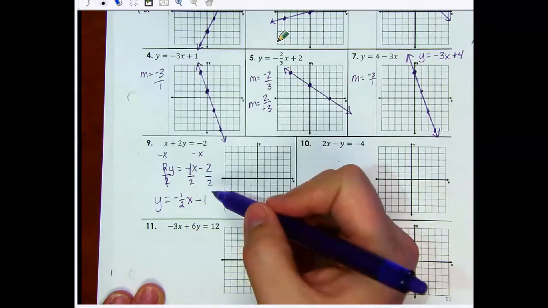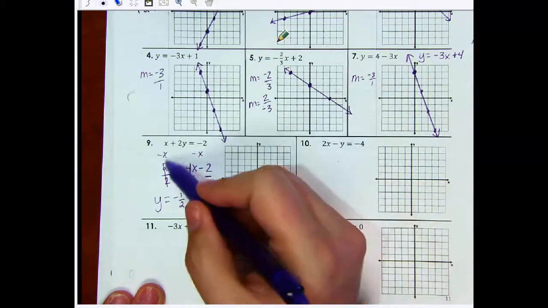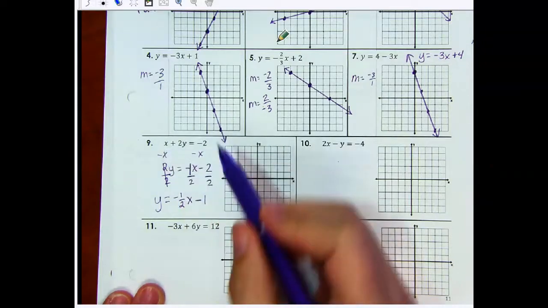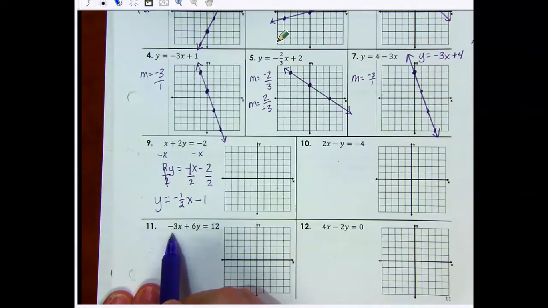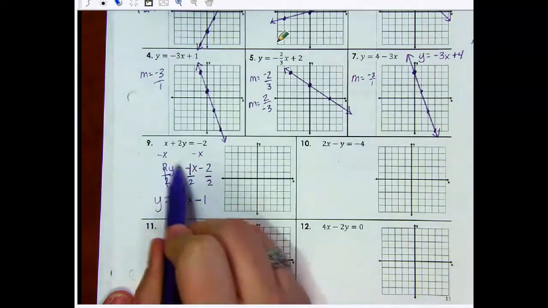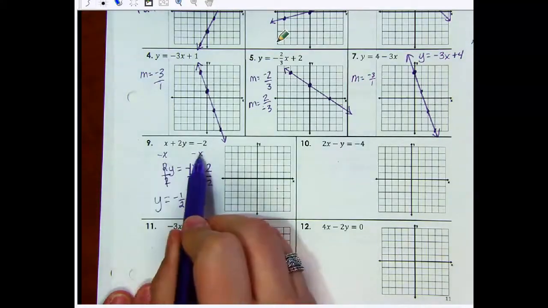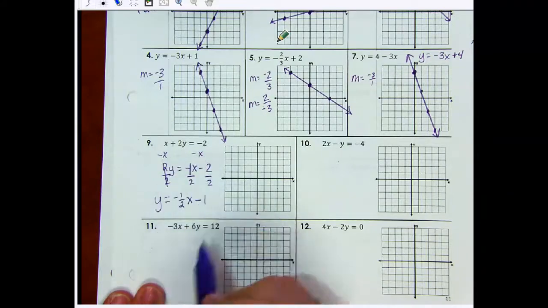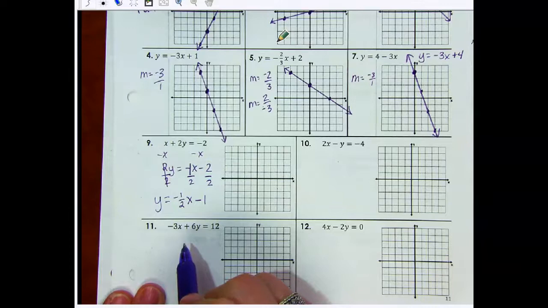So make sure you're being really careful and doing both those steps. Move the x, make it negative if it's positive. If it's negative, make it positive. So make sure you're watching your signs. They need to be the opposite when you move it. And then divide everything by whatever number is with the y. Okay, so be really careful when you're doing that math.